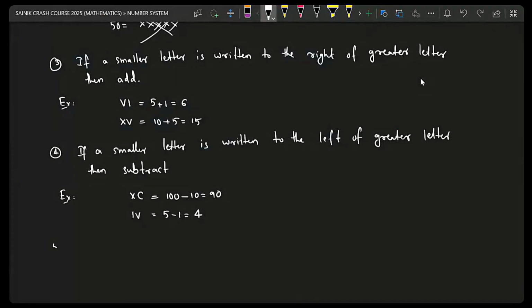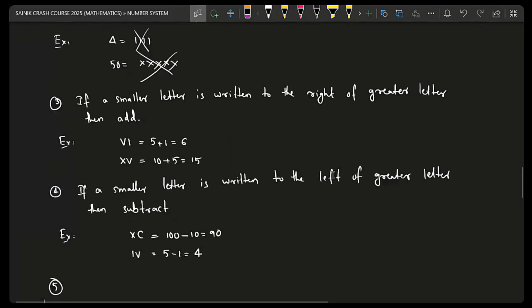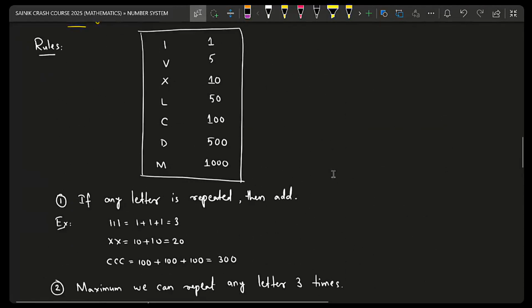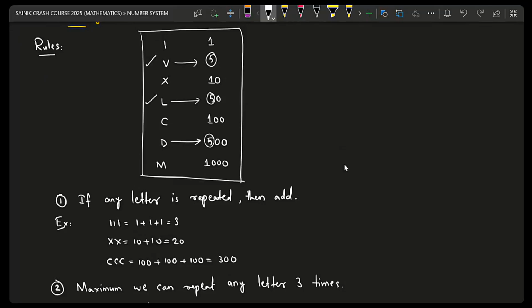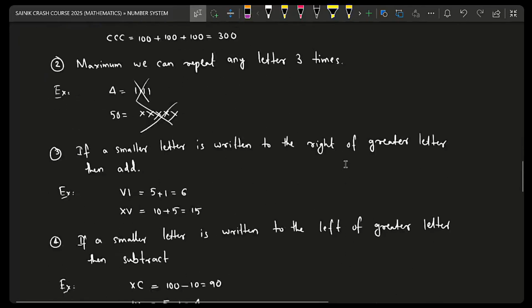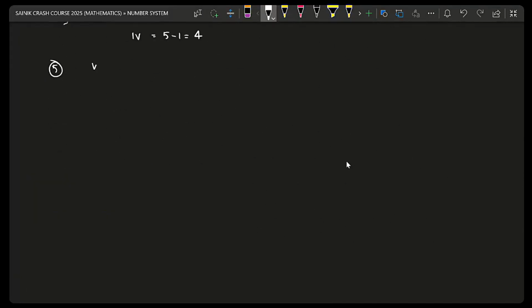Fifth rule. The fifth rule is, you can once go back and see which numbers are starting from 5. So I can see this V is starting from 5, and I can see this L is starting from 5, and I can see this D is starting from 5. So you can remember V, L, D separately because they possess two separate rules. V, L, and D start from 5. So the first rule regarding VLD, V means 5, L means 50, D means 500. The first rule regarding them is that V, L, and D can never be repeated. You cannot repeat them.